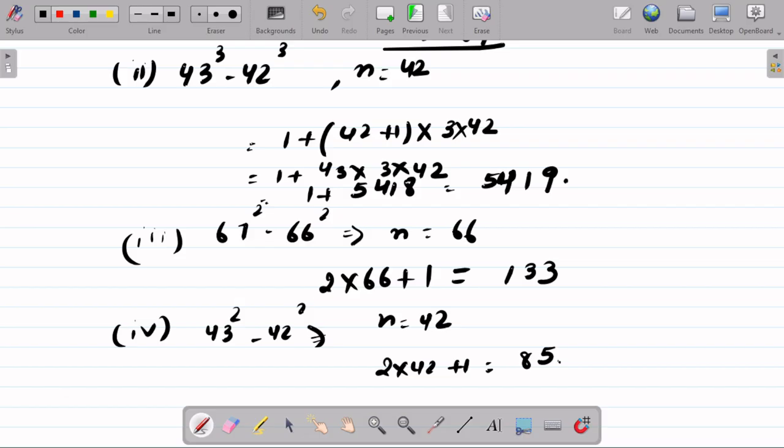This is the last question of Figure It Out 2 of Chapter 1.